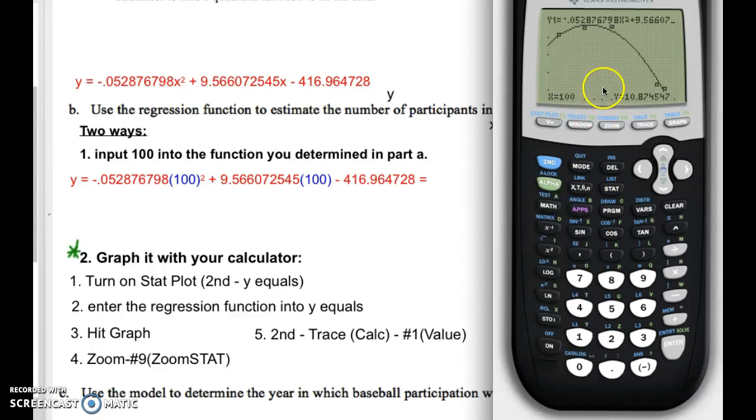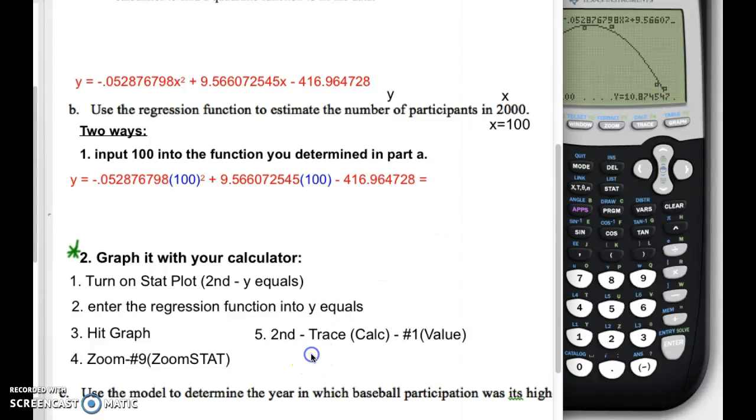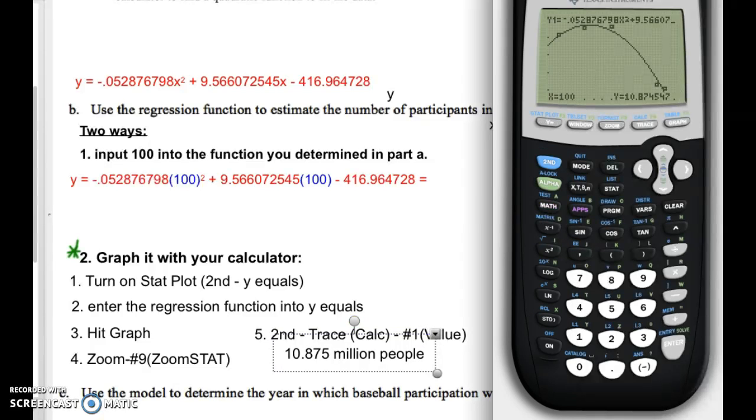I get a y value down here of 10.8745. So 10.875 we can say. So my final answer is 10.875 million people were participating in baseball in the year 2000. And I found that by manipulating my calculator. So hopefully you followed along in your calculator. It looks exactly like mine does in this moment. If not, please raise your hand.